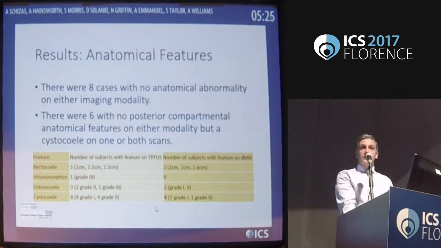There is discrepancy between the two, but these are small cystoceles, so the difference between grade 1 and grade 2 on imaging we're uncertain of. Enteroceles were more commonly seen, or we found more on the pelvic floor ultrasound. Intussusception, on MRI, because you're lying flat, we don't usually see intussusception, and we know that from reviewing it with proctography. And obviously rectoceles on both sides we saw, and they're again quite small rectoceles, but still present.